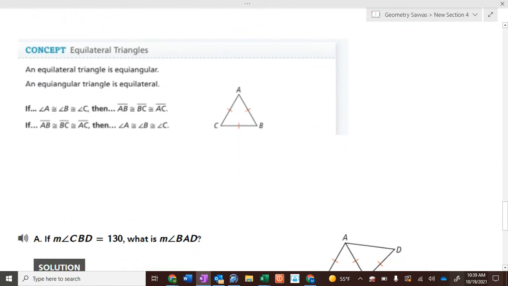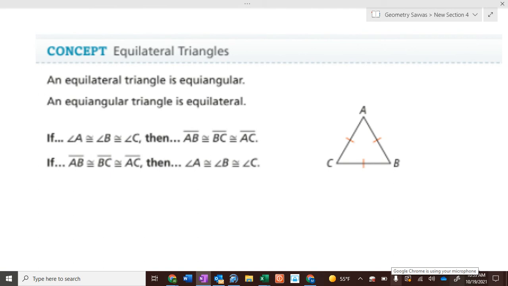All right, equilateral triangles. Every equilateral triangle is equiangular. Every equiangular triangle is equilateral. So if all the sides are congruent, that makes all the angles congruent. If there's 180 degrees in a triangle and you have 3 angles, what's the measure of each angle? 60 degrees. Every equilateral triangle, the angles will all be 60 degrees. If you have a triangle with all 60-degree angles, all the sides will be congruent.